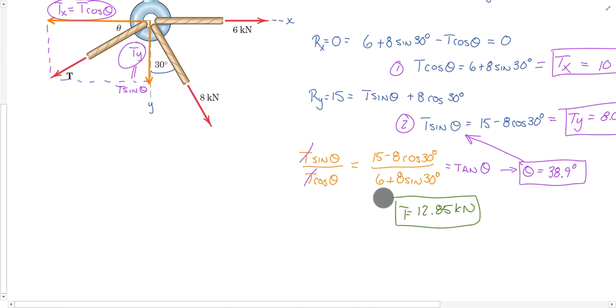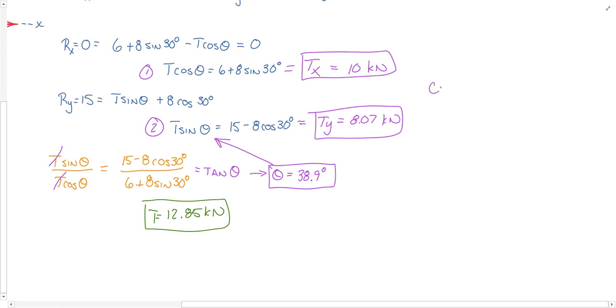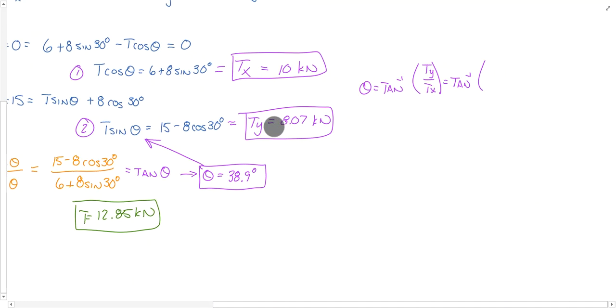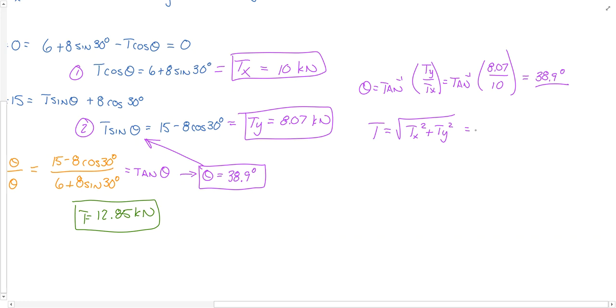At this point, I would be able to see that theta is the tan inverse of Ty by Tx. So that's the tan inverse of 8.07 divided by 10, and that number comes out to be 38.9 degrees. And I could have said that T is the square root of Tx squared plus Ty squared, which is the square root of 10 squared plus 8.07 squared, and that number is 12.85 kilonewtons. It's essentially the same thing.